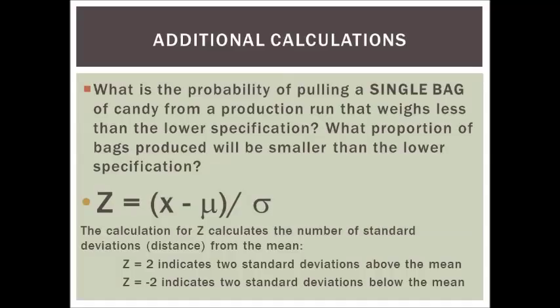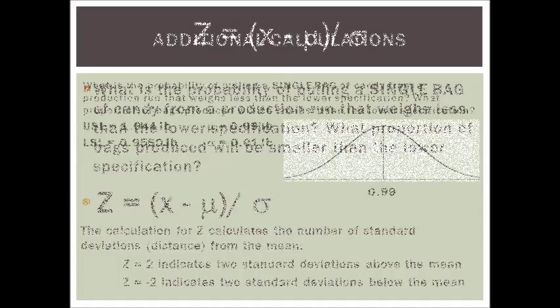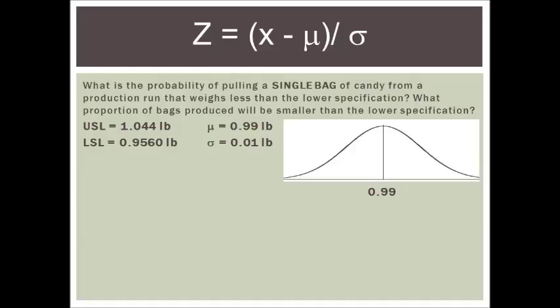But we're not dealing with control charts here. We're dealing with the probability of reaching into that big old box of candies and pulling out one bag, and it just turns out that that one bag weighs less than the lower specification limit. All right, so let's learn how to use this z formula. Now follow along with me.